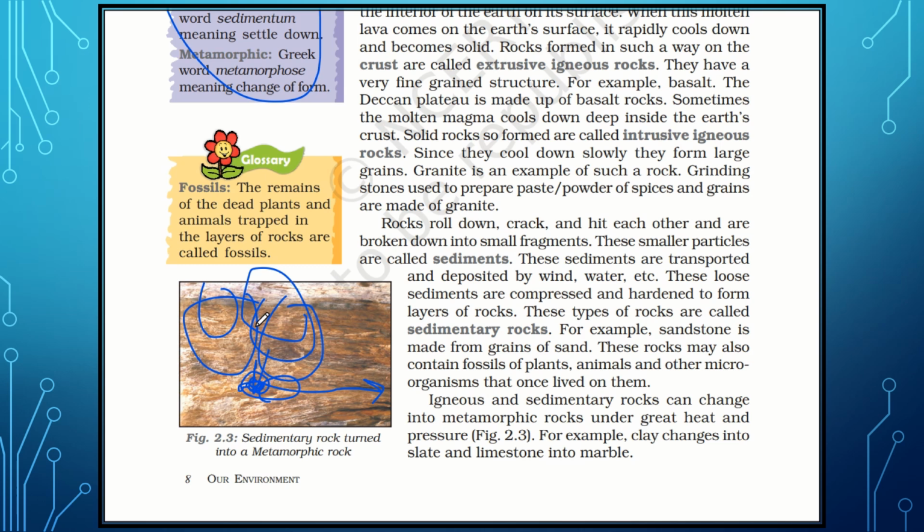Now, igneous and sedimentary rocks can change into metamorphic rocks under great heat and pressure. When you put great heat and pressure on these igneous and sedimentary rocks, we get a new form of rock, and we call it metamorphic rock. We have examples like clay changing into slate and limestone into marble. Clay is one form of rock and limestone is another, and after putting heat and pressure on them, we get slate from the clay and marble from the limestone. Just comment and tell me what type of rock clay and limestone are.